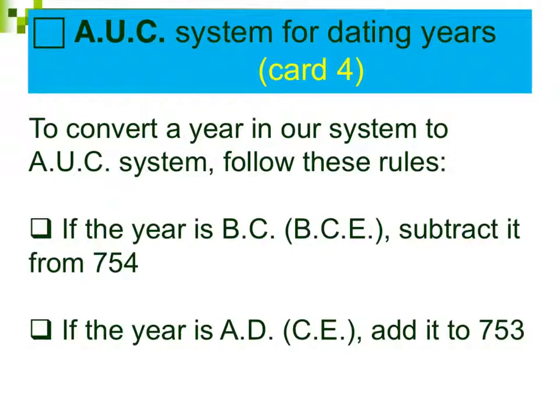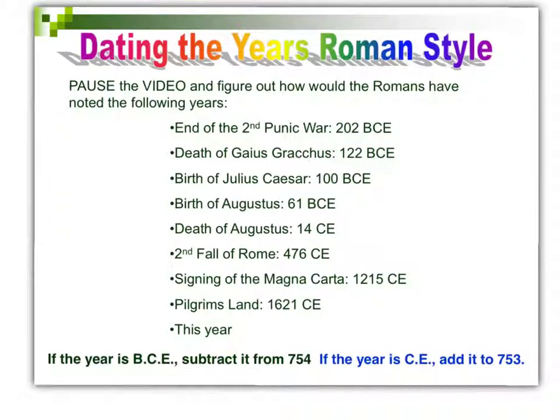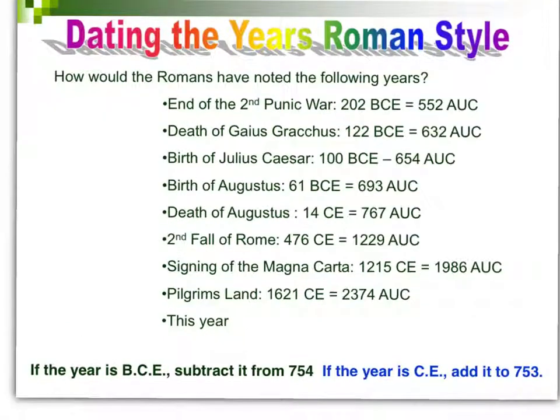Now, if we're going the other way, if we're converting a year in our system into the AUC system, follow these rules. If the year is BC, or BCE, before the Common Era, subtract it from 754. But if the year is AD, or Common Era, add that date to 753. Pause the video and figure out how the Romans would have noted the following years. Here's a key again if you need to use it. Please pause the video and check your answers.